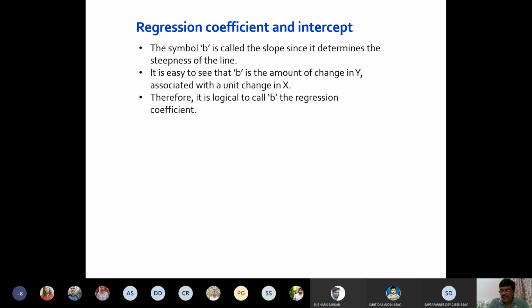The higher the value of b, the steeper is the line, and the lower the value of b, the shallower is the line. A steep line will come only when you have high values of b, and a shallow line means it is close to the x-axis. If it is far away from the x-axis, then it is a steep line. So it is easy to see that b is the amount of change in y associated with a unit change in x. Therefore, it is logical to call b the regression coefficient. So this b is actually the regression coefficient.